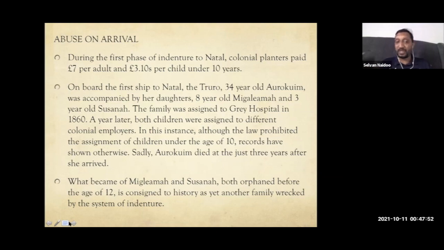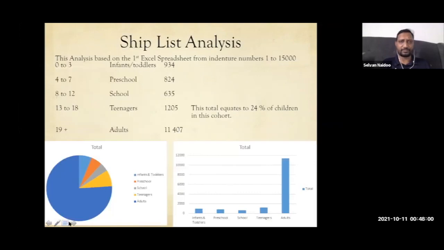What became of Migliama and Susanna, both orphaned at the age of 12, is consigned to history as yet another family wrecked by the system of indenture.